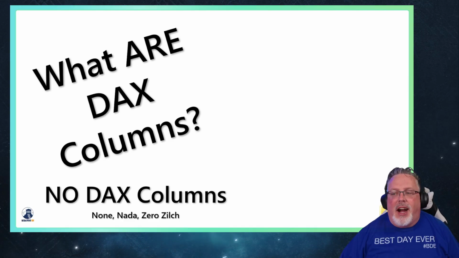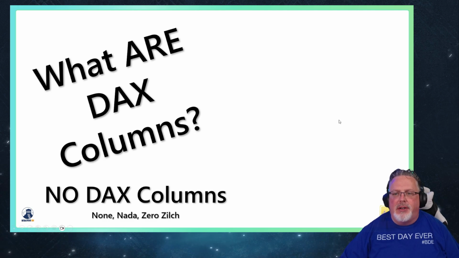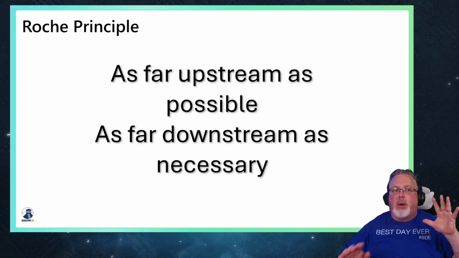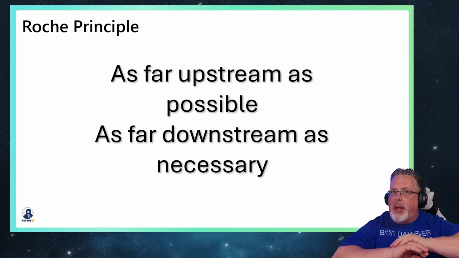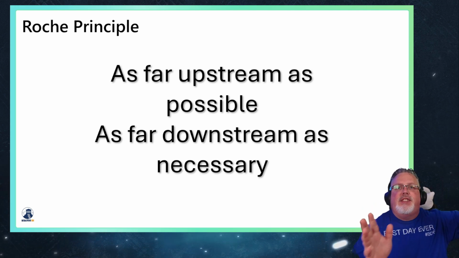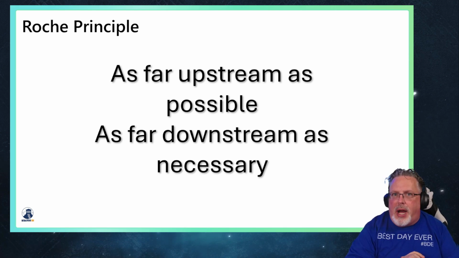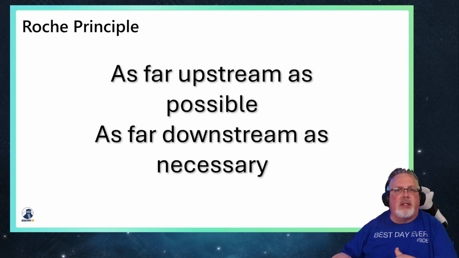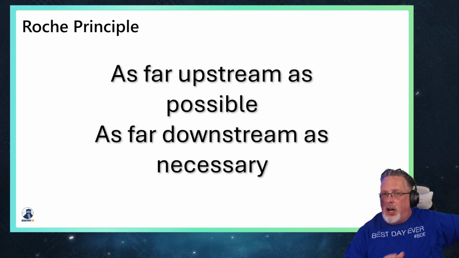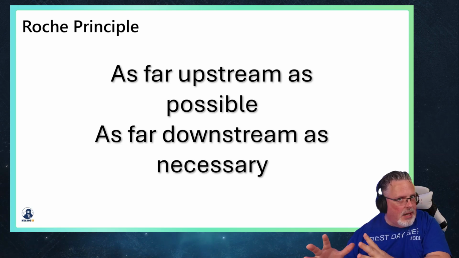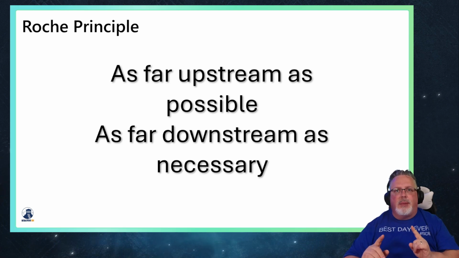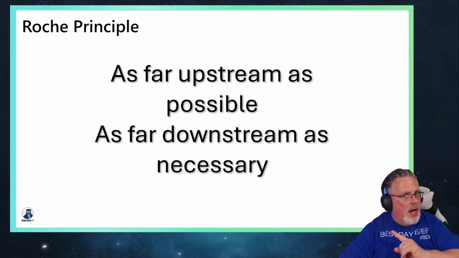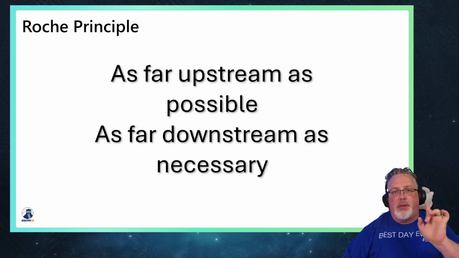Okay, so what the heck are all these DAX columns we're talking about? Let's start with what the Roche principle is. We want to transform and do things to our data as far upstream as we possibly can, but as far downstream as necessary. DAX calculated columns were the furthest downstream place where we would do a transformation. I'm saying we've got to stop doing that, and we're going to get into that.